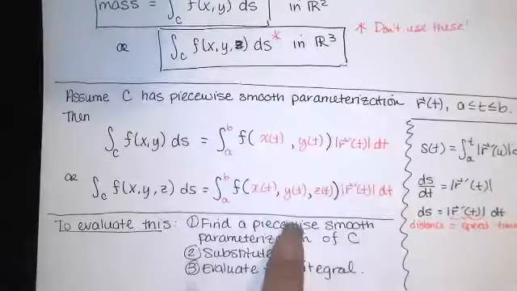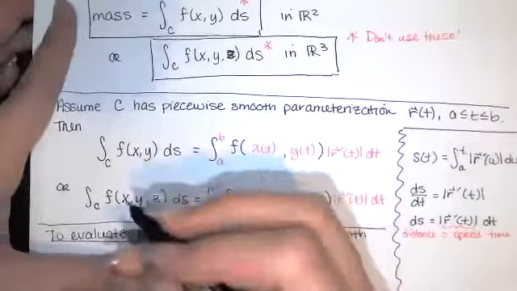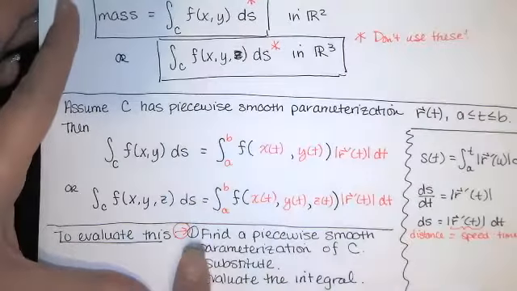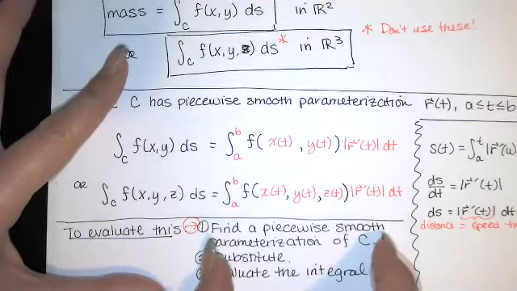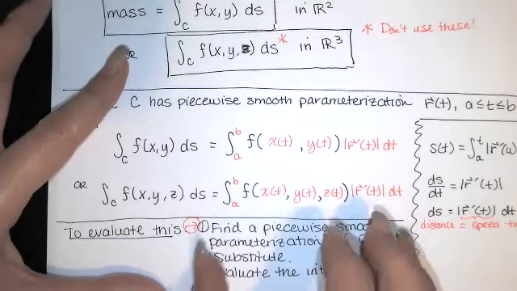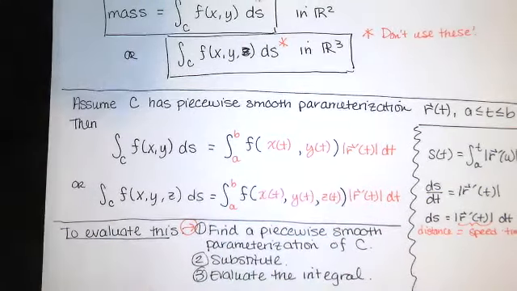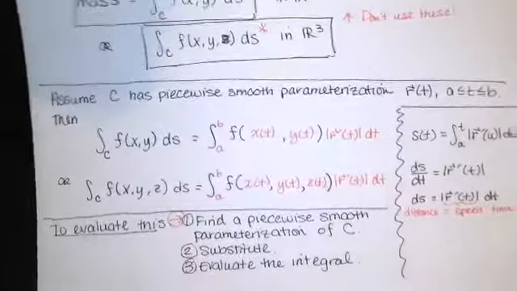Okay. Now, for students, I will tell you that almost everyone struggles with this piece. Out of this 3-step process, finding a piecewise smooth parameterization is probably the hardest part for most students. So we're going to focus on that, and then we'll evaluate some integrals. Okay. Now, before we do that, let's talk about what a smooth parameterization is. We say that C is a smooth curve if it has no sharp corners.